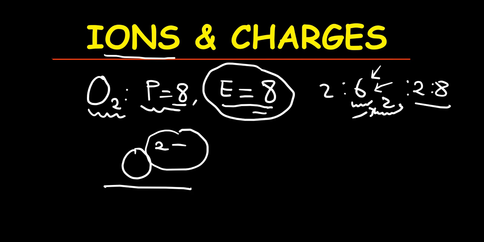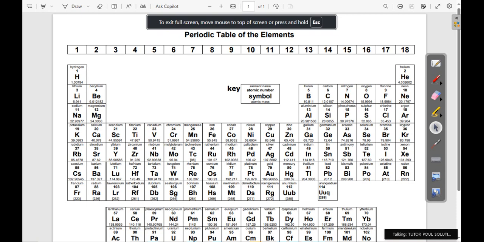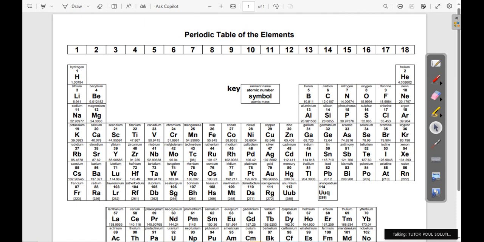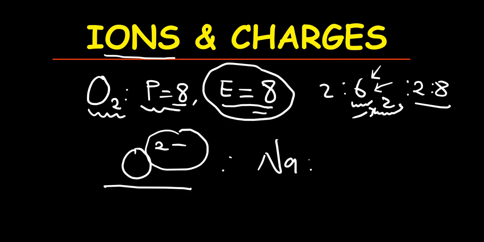And then for example, if I have sodium, what is the electronic configuration of sodium? When you go on this periodic table, I hope you are able to see the periodic table. If I go on sodium, we are going to see the atomic number there is 11. So when we write it in electronic configuration form, it will be 2.8.1.